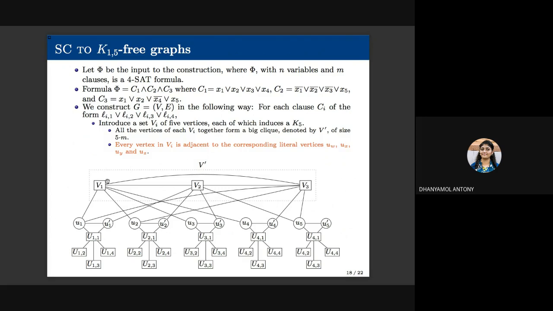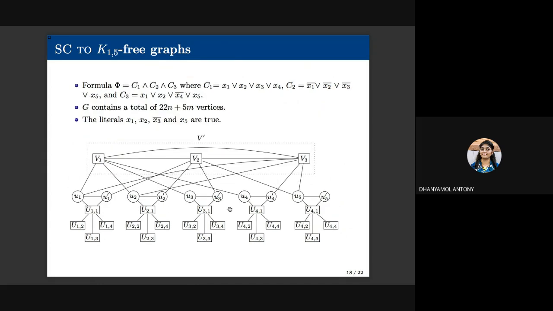Now every vertex in vi is adjacent to the corresponding literal vertices. For example, consider the clause C1. The corresponding set V1 is adjacent to the corresponding literal vertices U1, U2, U3 and U4. Similarly, consider the clause C2. The corresponding set V2 is adjacent to the corresponding literal vertices U1 prime, U2 prime, U3 prime and U5.